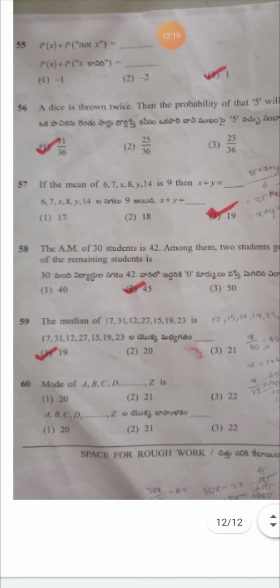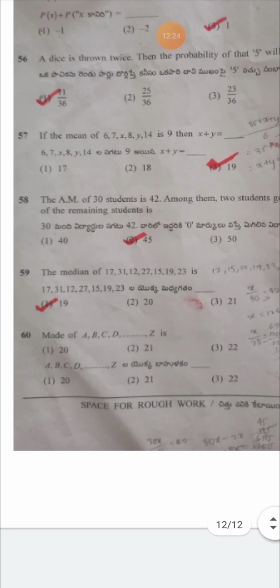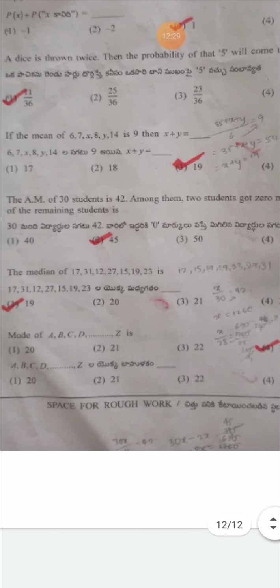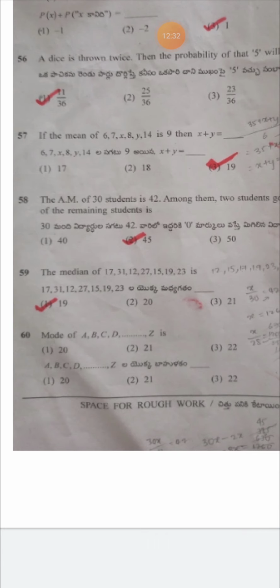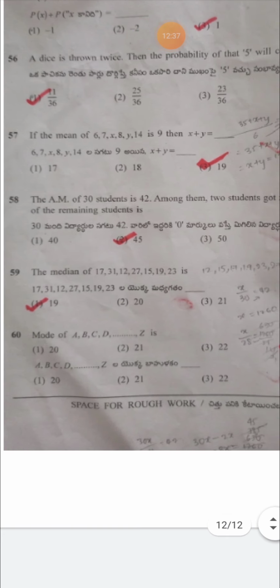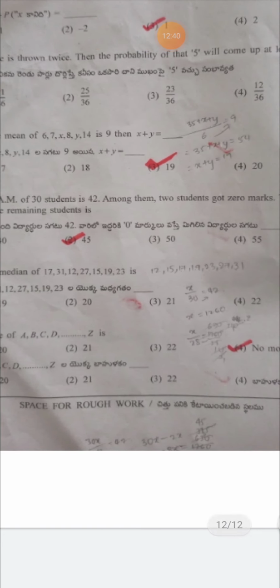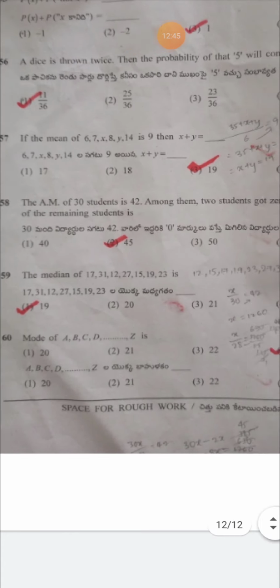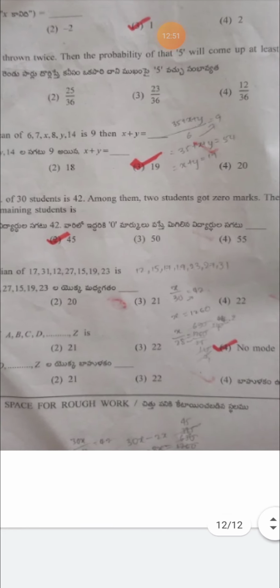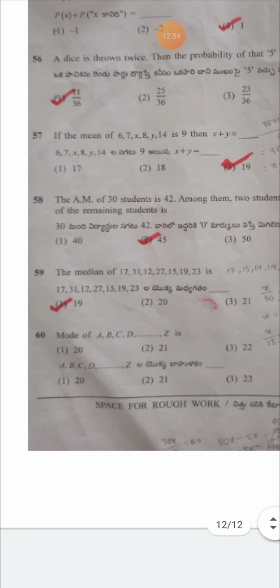So 11 by 36. If the mean of 6, 7, x, 8, y, 14 is 9, then x plus y is 19. The mean of 30 students is 42, among them 2 students got 0 marks. That means you do 42 into 30 by 28. Then you will get the answer as 45. The median of this, directly you write either in ascending or descending order. The middle one will be 19, so the answer is 19. The mode of ABCD: because nothing is repeated, the answer is no mode.